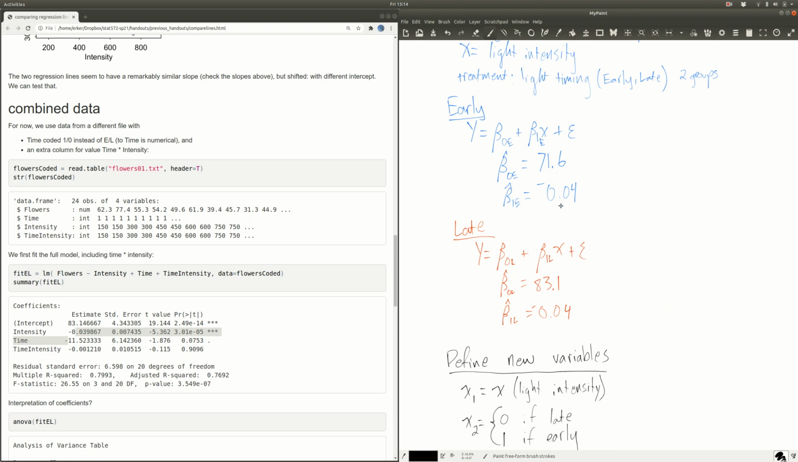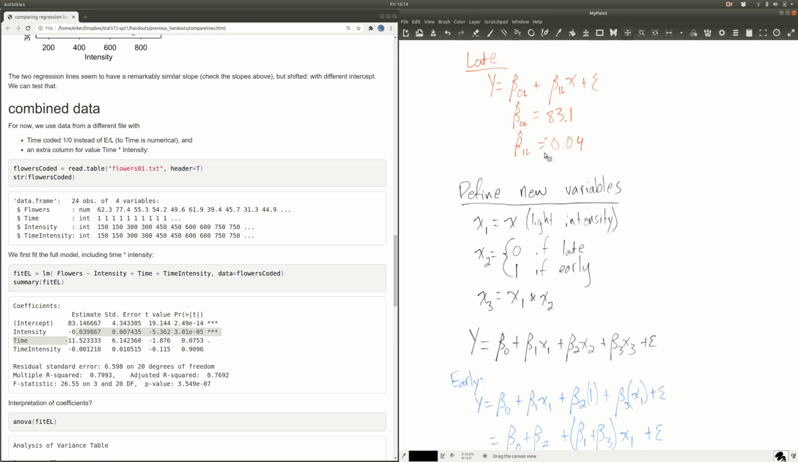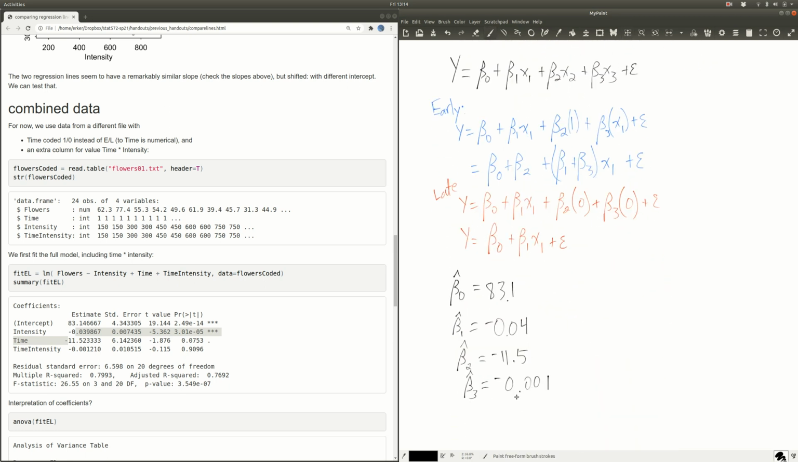And you can see that the slope is 0.04, which if we add beta 1 and beta 3, to a rounding error, we're going to get the same answer, right? Because beta 3 is so small, it's 0.001. So it's just a very, very slight change. So this is making sense. So what we've just demonstrated is that we can fit the model like this and actually recover the two separate lines the way we fit them before.